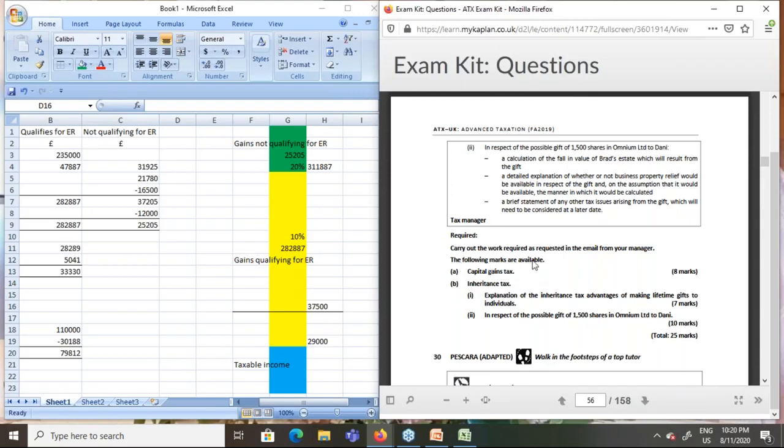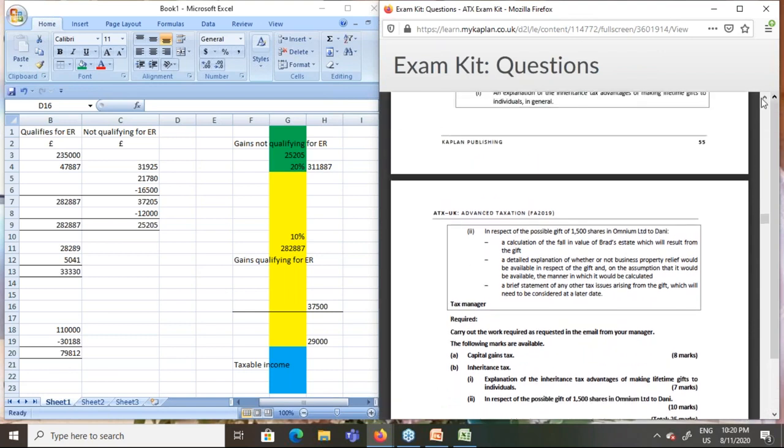The following marks are available. Carry out the work required as requested in the email from your manager. A, capital gains tax, 8 marks. B, inheritance tax. So the bulk of the marks are allocated, 17 marks actually, to inheritance tax. Only 8 marks are allocated for capital gains tax. So let me try to answer that part.